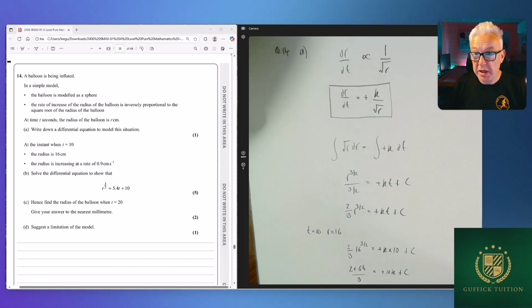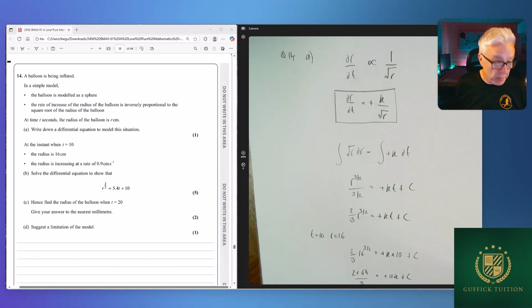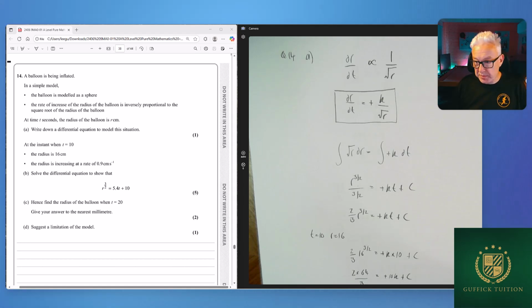Okay, question 14 now on this paper 1, and what we've got here is a forming and solving a differential equation question. Okay, so let's have a look and see what it says. A balloon, again, quite a popular idea, so I'm sure I've seen these balloons more than once. A balloon is being inflated.